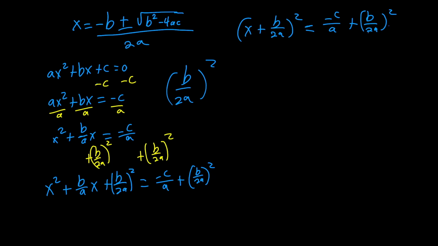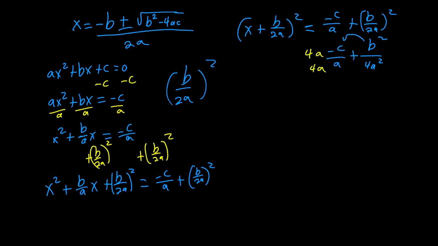Let's distribute the square onto here. So this will become b squared over 4a squared plus negative c over a. And then in order to combine them, we need a common denominator. So we need to multiply this numerator by 4a and multiply the denominator by 4a.